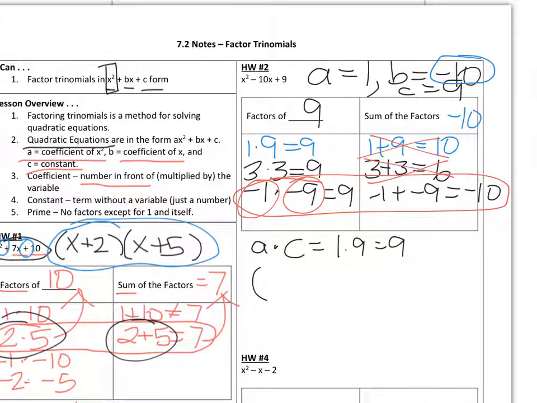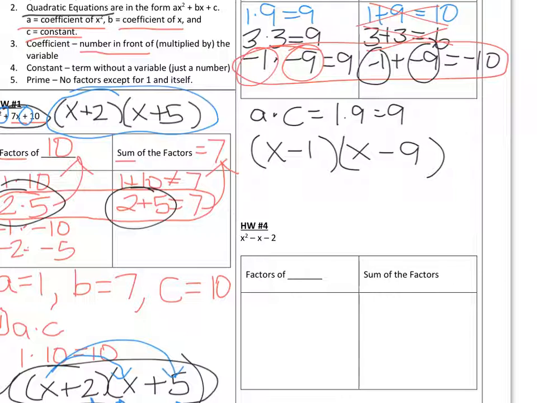So again, factors are in 2 parentheses. You always put your x's in the front, and then the numbers that you found that multiply together to be positive 9, but at the same time add together to be negative 10. So negative 1, negative 9.